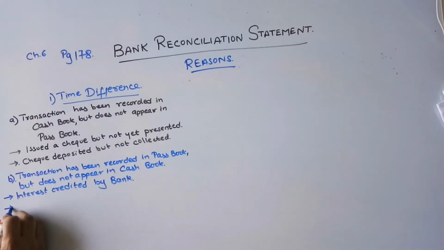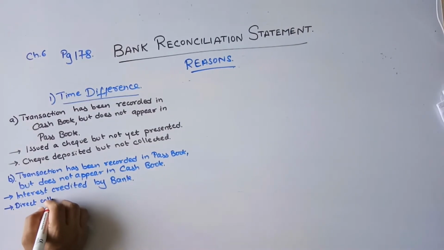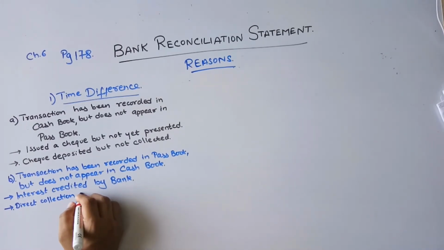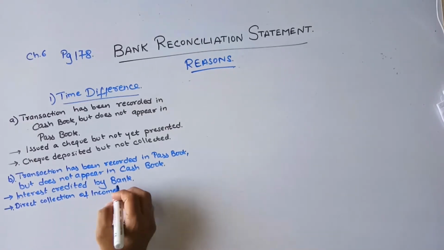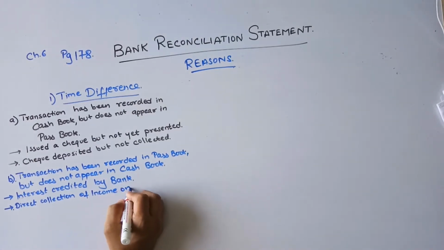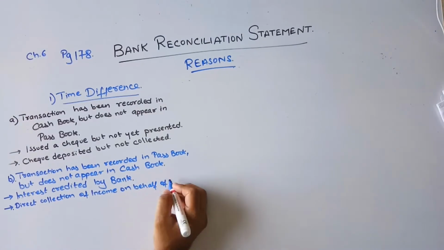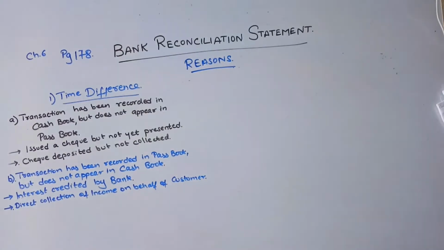Okay guys. Number 2, direct collection of income on behalf of customer. Okay.